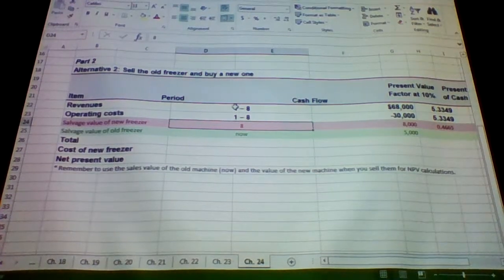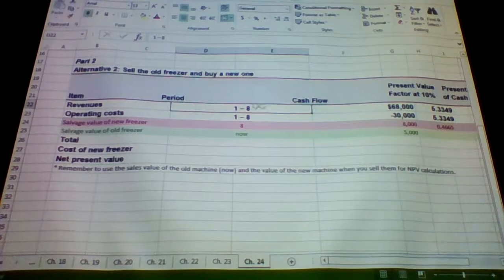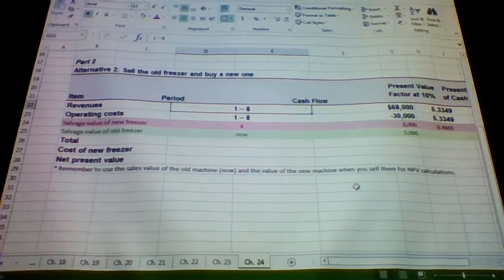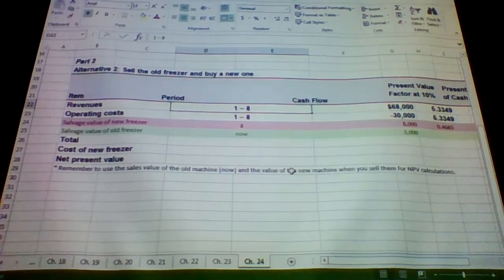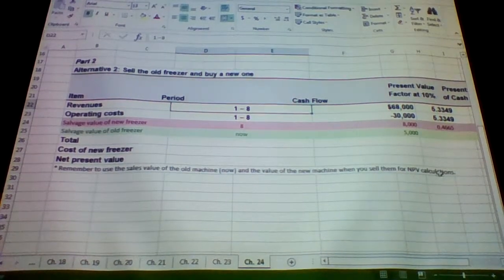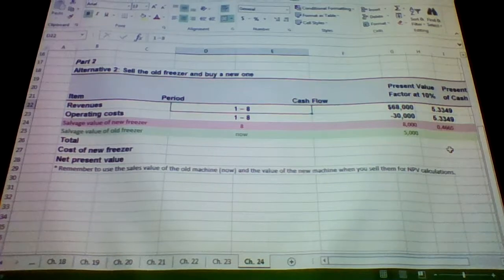You acquired it year 1. You sold it in year 8. Here, you sold it in year 1. And that's where these numbers are coming from. And it says, remember to use the sale value of the old machine now and the value of the new machine when you sell them for your NPV calculations.